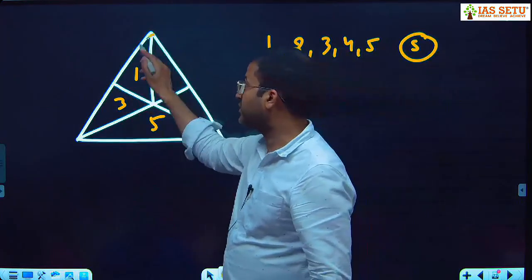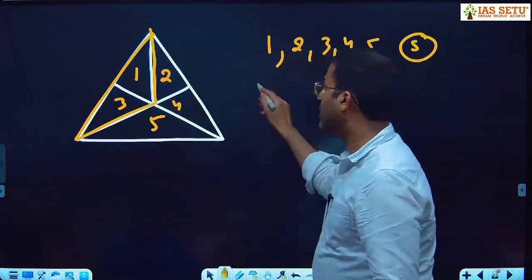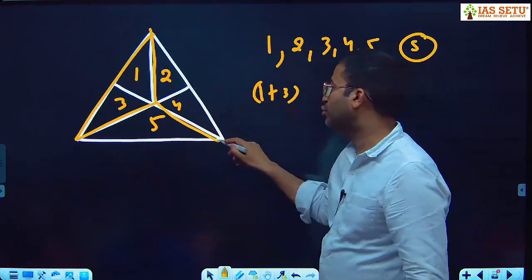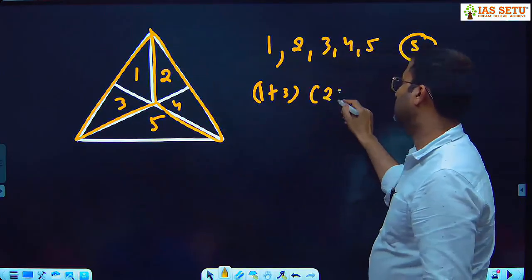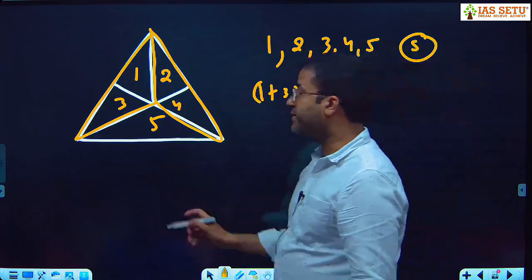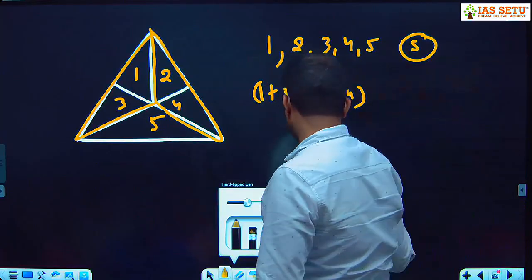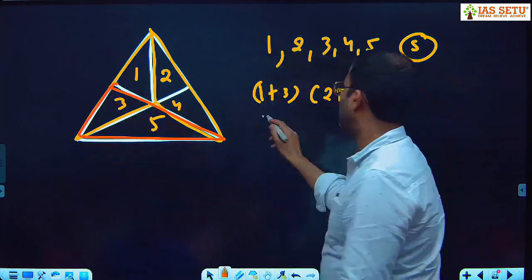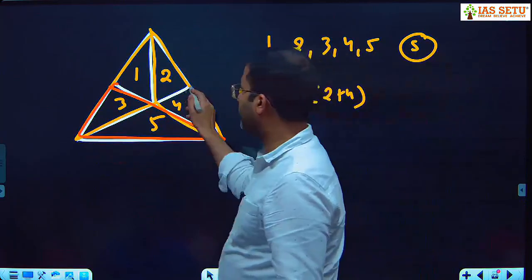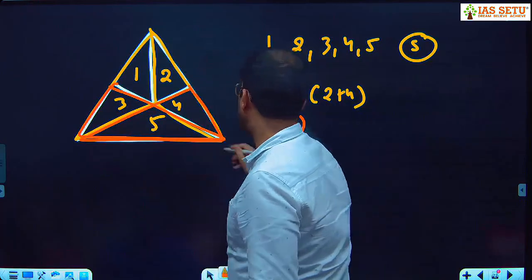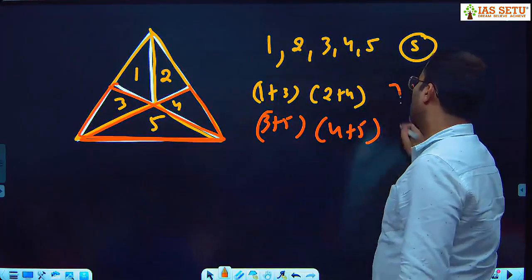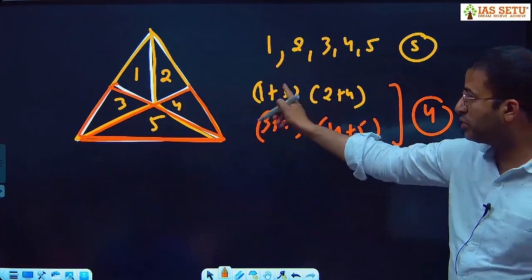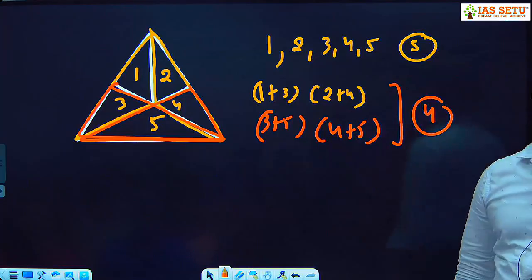Here 1 plus 3. I take 2 numbers at a time. Your numbering or my numbering may differ, but the solution will remain the same. 2 plus 4. Don't miss, some students miss 3 plus 5. Brother, 3 plus 5 is also a triangle. 4 plus 5. So when you take 2 numbers at a time, 1 plus 3, 2 plus 4, 3 plus 5, 4 plus 5, we have 4 triangles.